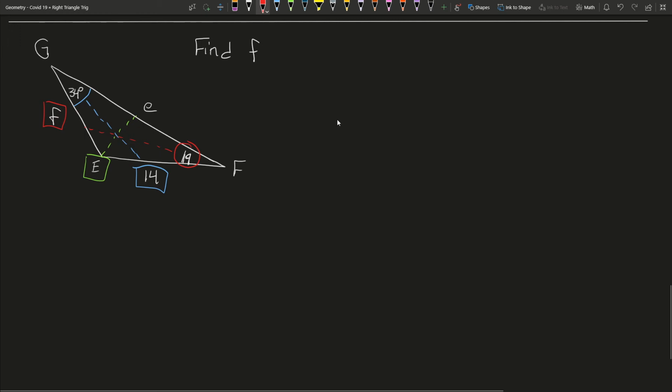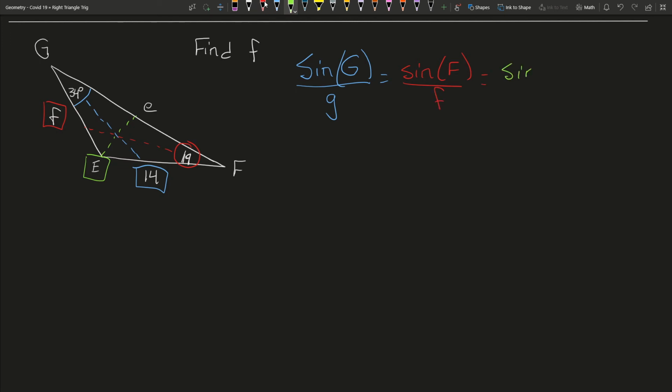Okay, so we want to find f in this case, and again we can just set up our equation, right? So sine of g over the side length of g is equal to sine of f over f is equal to sine of e over e. Okay, so that is just the law of sines. That's all I wrote. If you know that process, you're halfway there.